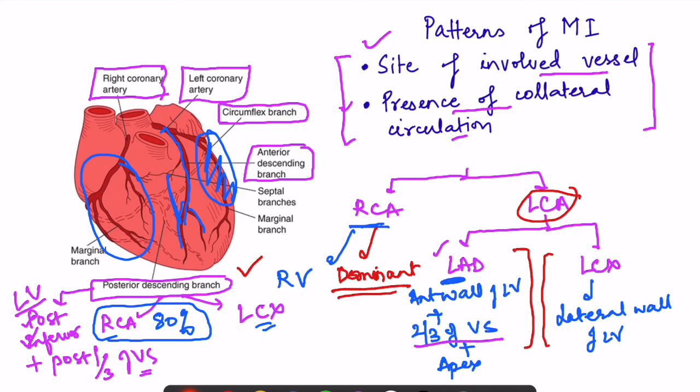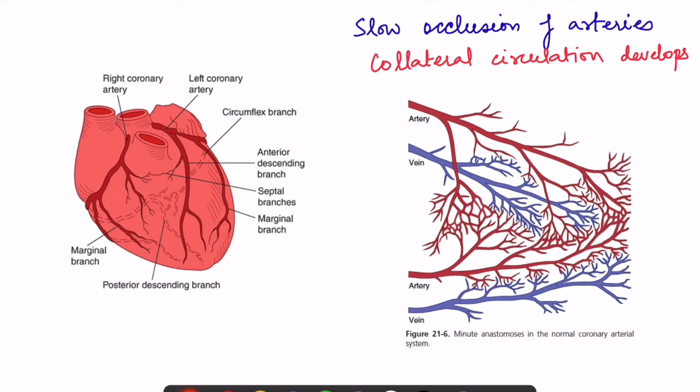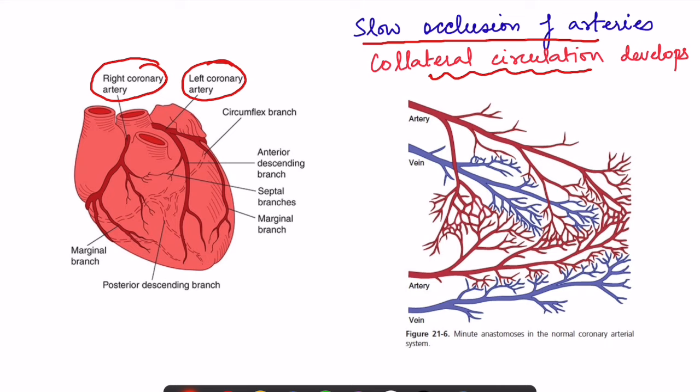Now let us go on to discuss how the heart muscle will be involved. So two things are there: site of involvement of the vessel and the development of the collateral circulation. Remember, if the atherosclerosis has developed over years, there is slow occlusion of the arteries and a lot of collateral circulation develops. Basically, the right coronary artery and left coronary artery are end arteries. Okay, so they supply their own area in the heart without any anastomosis, without any cross connections between the vessels. However, there are very small collaterals which are closed.